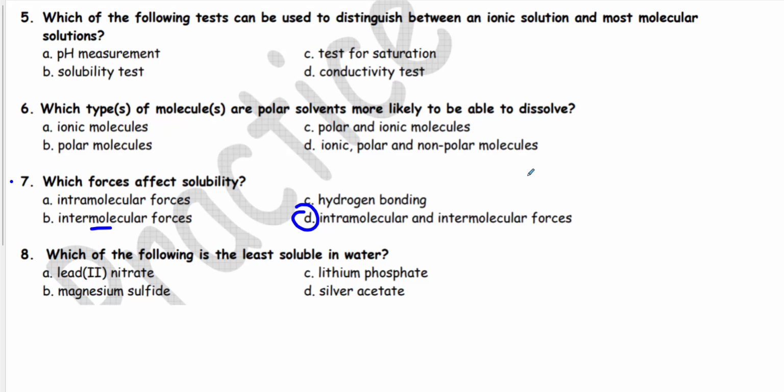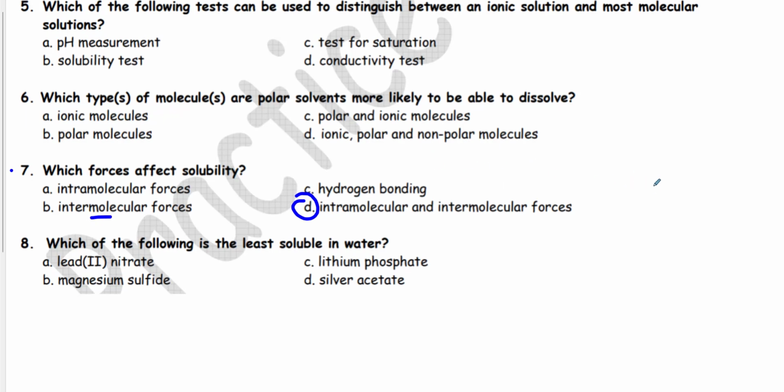So yeah, that's the point. So intra and inter, one's between and one's within, something along those lines. I forget the English definition, but yeah. Go for it. What do you think? Least soluble in water. What do you think?